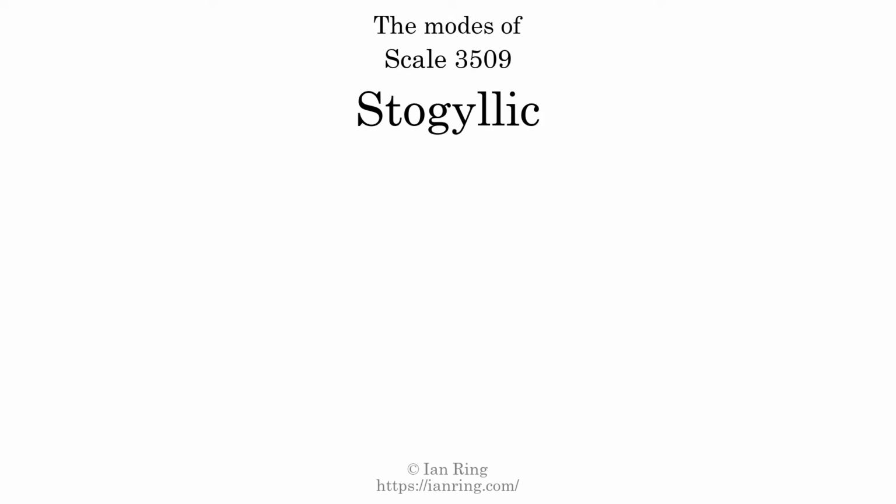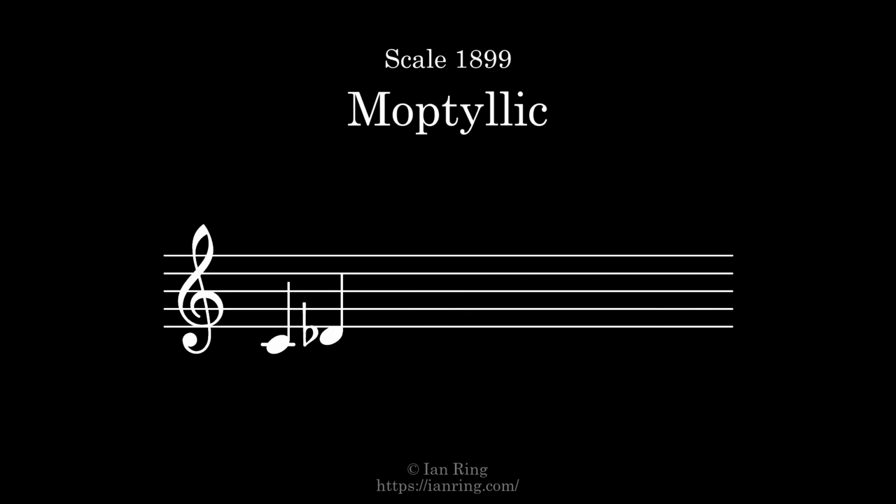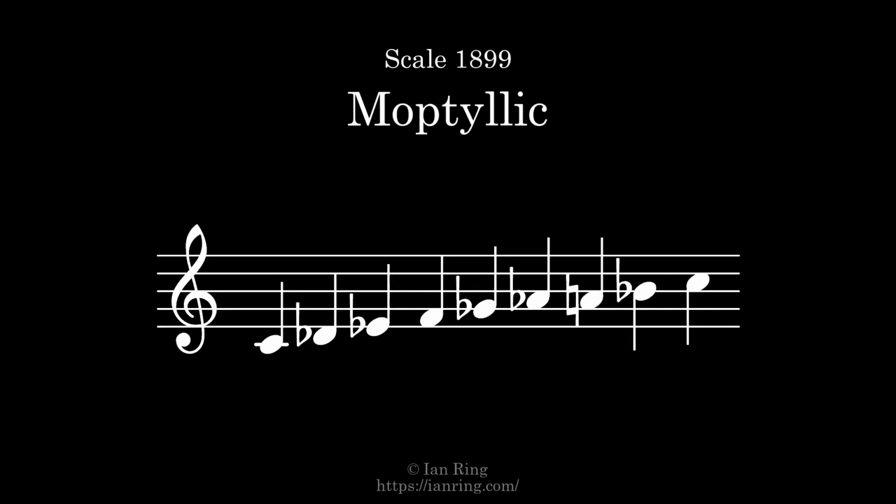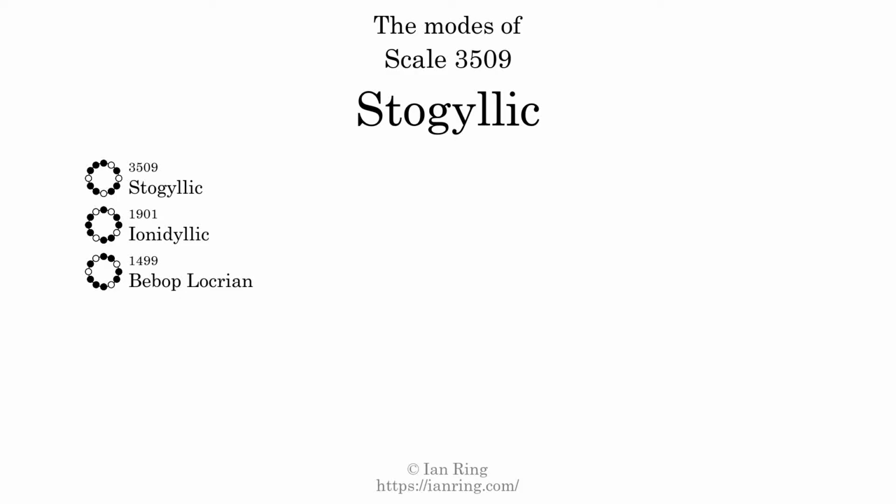This scale has 8 modes. The first mode is itself. The second mode is scale 1901, also known as Stogyllic. It sounds like this. The third mode is scale 1499, also known as bebop Locrian. It sounds like this.